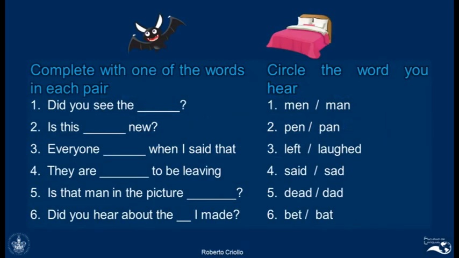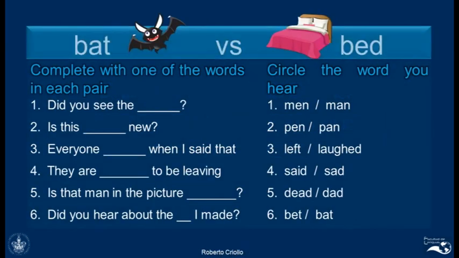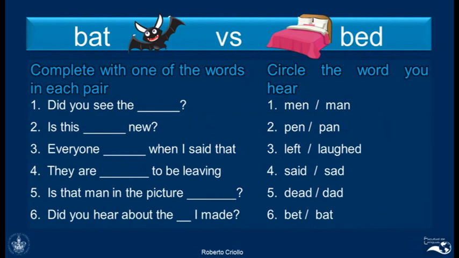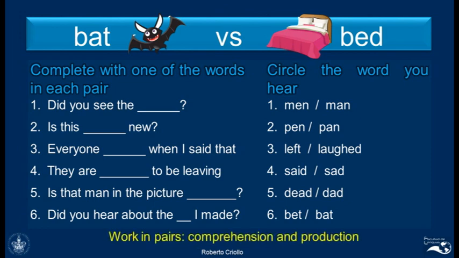In this stage we can use minimal pairs again, but in this case with sentences, and the students can take turns pronouncing the words and circling the words that they hear. So in this case we can work on both comprehension and production of the sounds, but the practice is controlled. This means that the students are focusing on specific pairs of sounds. In this case we're working on the distinction between lax and tense vowels.